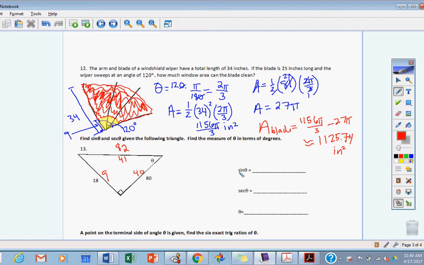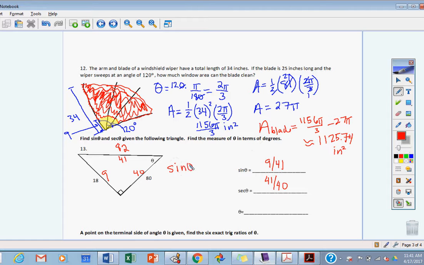So when they say sine of theta, I'm simply asking for a ratio. So here's theta, opposite over hypotenuse in the most reduced form would be 9 over 41. Secant theta is just like cosine, but the reciprocal of cosine, so that would be 41 over 40. And then how do I actually find theta? You can take any of those ratios and ask the calculator the correct way to do it.